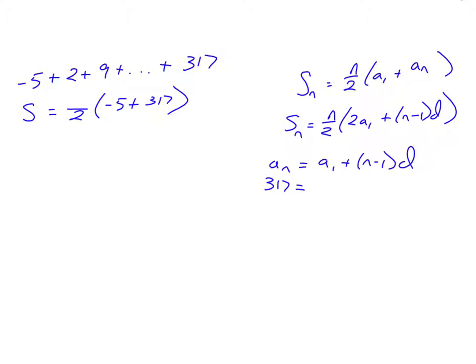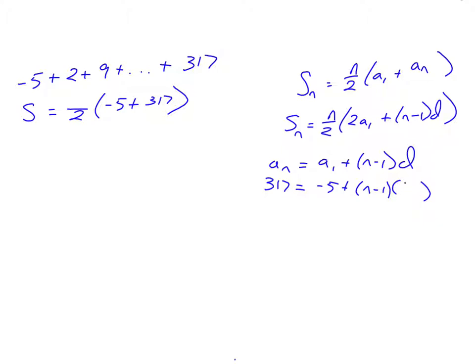317. I plug in negative 5. N is what I'm looking for, and my common difference is negative 22. So now I can solve this for n. Oh, yeah, that was the last problem, wasn't it?